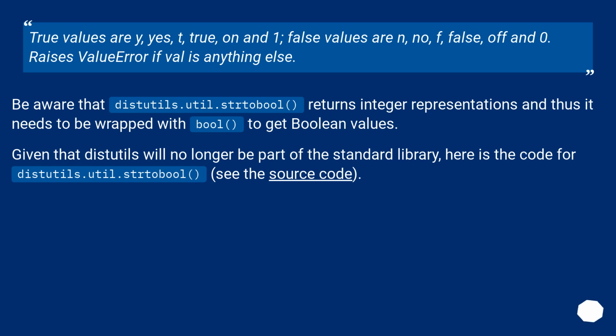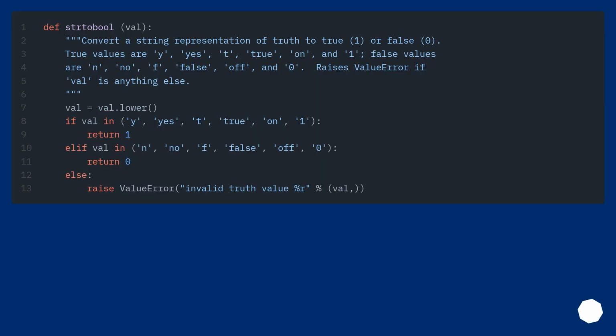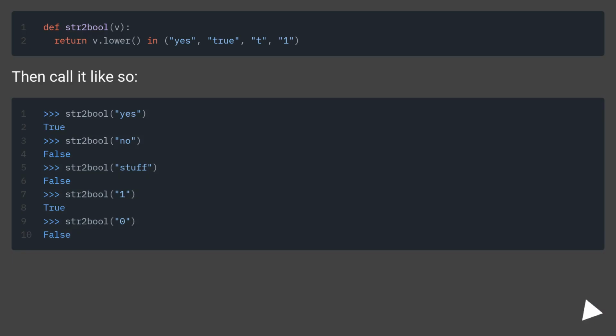Given that distutils will no longer be part of the standard library, here is the code for distutils.util.strtobool. See the source code. Then call it like so.